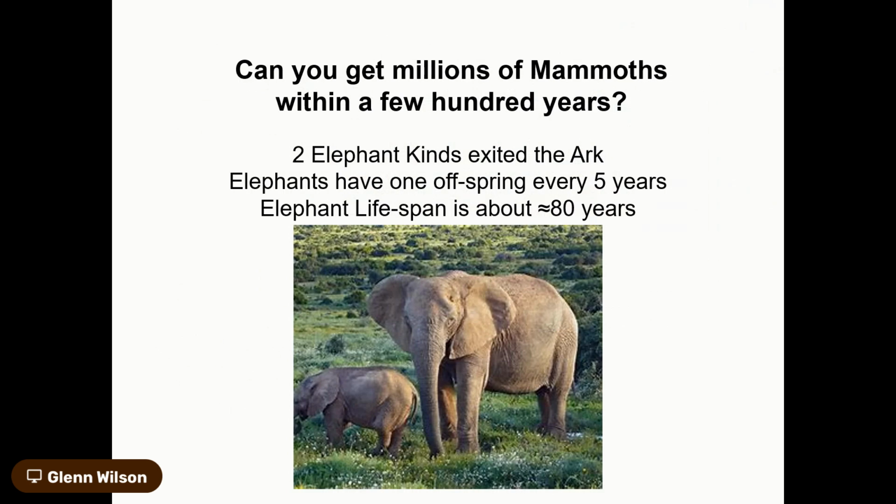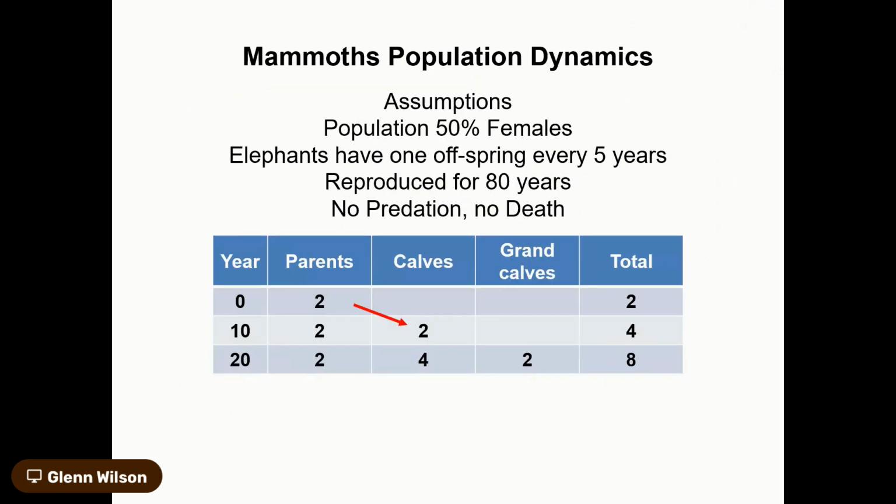Well, what do we know from elephants? Well, we know there should have been of the elephant kind two that exited the ark, and they only have one offspring every 5 years, and their lifespan today is up to about 80 years. Can you get that many animals? Well, if you start just looking at this chart and assuming that 50% of the offspring are females, means 50% males, and they have one every 5 years, up to 80 years, and assuming no death, no predators.